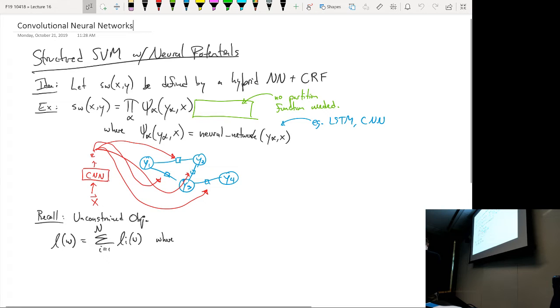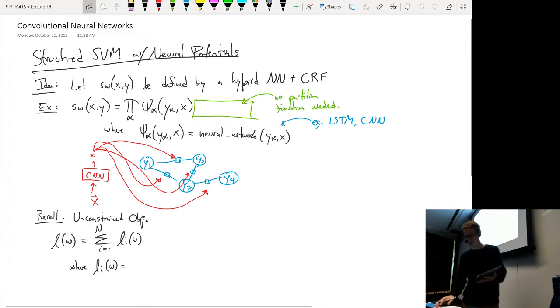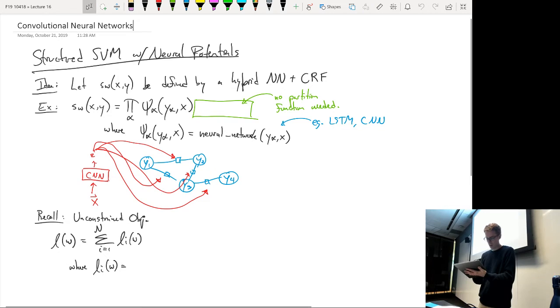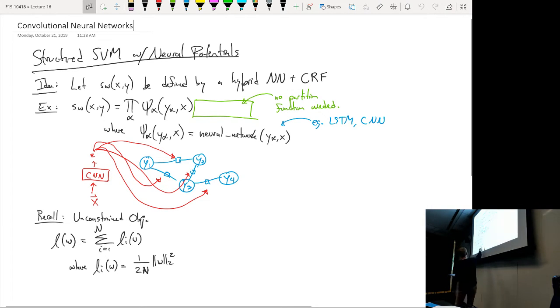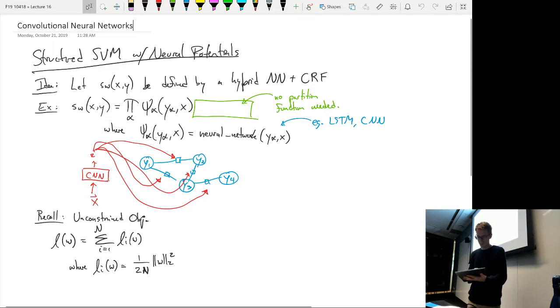Where Li of W is defined as, say, 1 over 2n times the L2 norm of W squared. Okay, so what did I just do? Well, before we had this L2 norm of W outside of the summation over our training examples. I just multiplied it by 1 over n so that I could push it inside that sum.